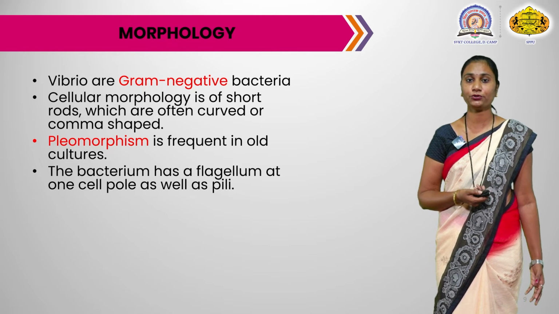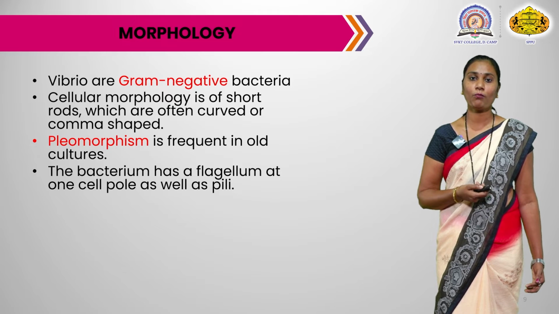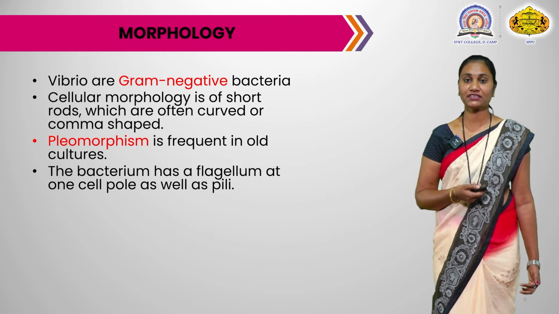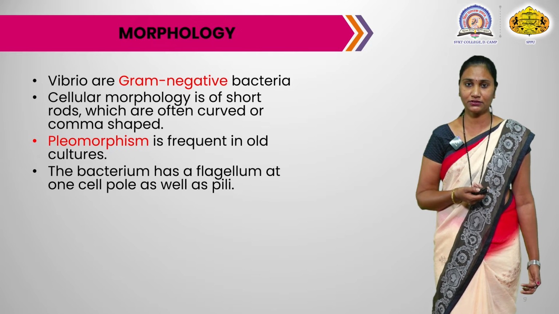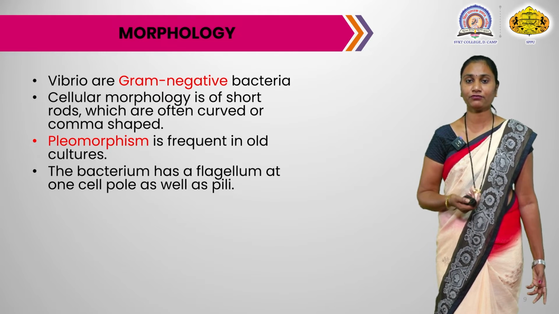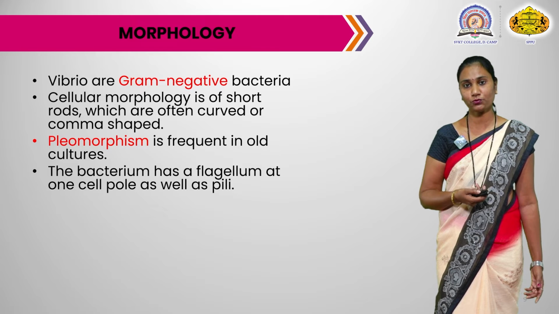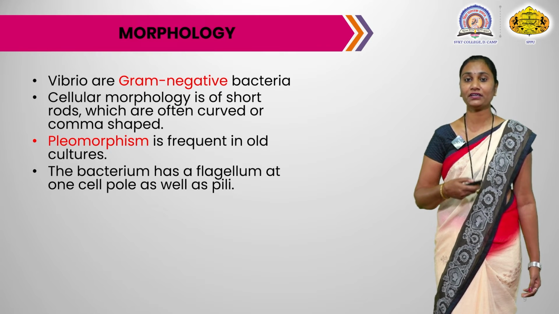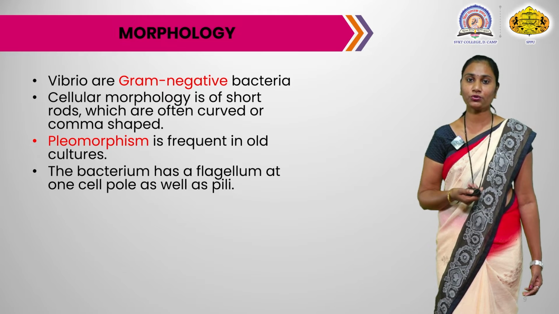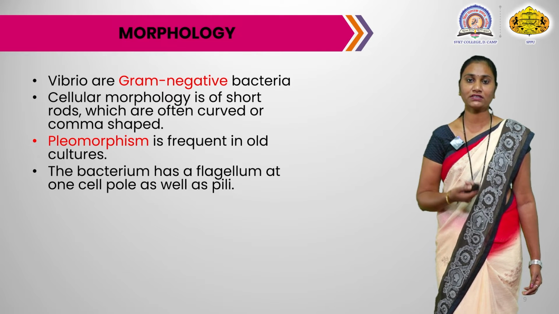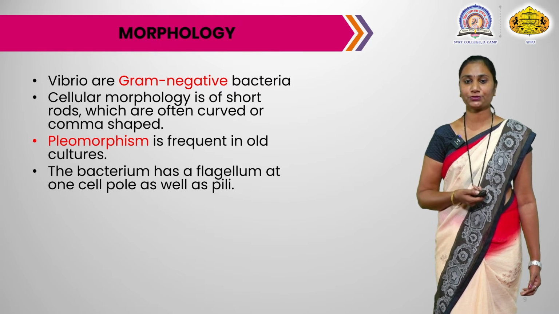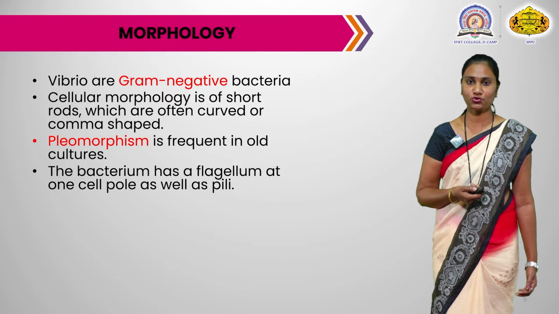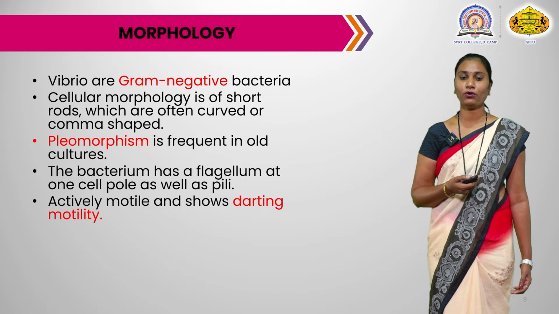The organism needs to get established in the body of the host, and pili play an important role in attachment, because only if the organism is able to attach to the mucous cell lining is it going to multiply and increase its number, and when it increases its number, it is going to cause a severe type of infection. So pili are also associated with Vibrio cholerae.